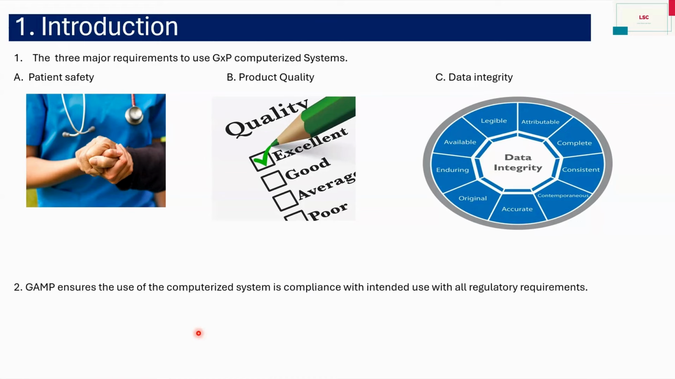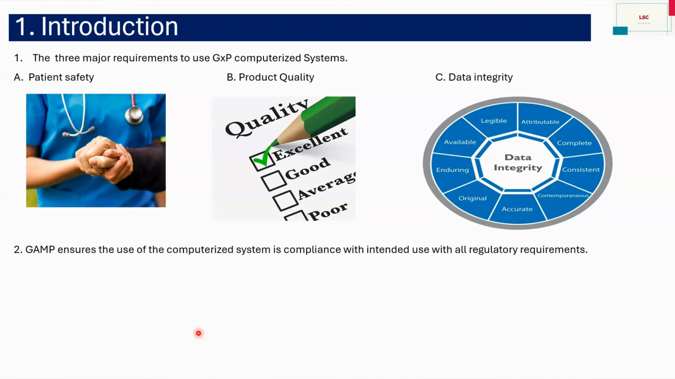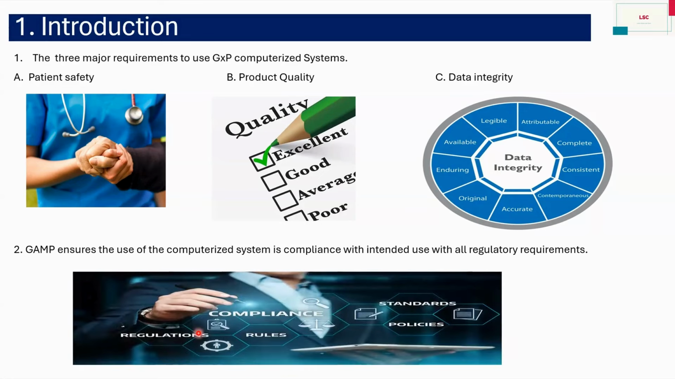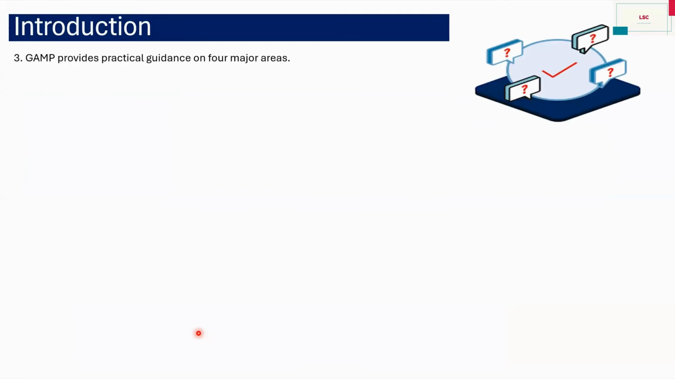This is the major aim of this guideline. Second, GAMP ensures the use of computerized systems is compliant with the intended use and with all the regulatory requirements. So whatever the regulation in which we are working, GAMP ensures that the computer systems are within the compliance level. Then third, GAMP provides practical guidance on four major areas.